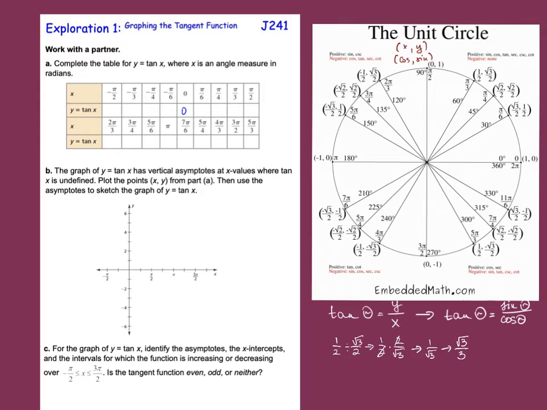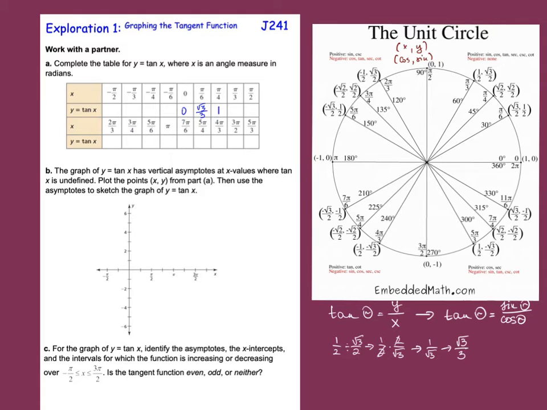So let's go ahead and write that into our table of values. So it is root 3 over 3. So let's move on to the next ordered pair, which is pi over 4. So pi over 4 is our 45-degree angle here. Root 2 divided by root 2. So that's just going to give us a value of 1.